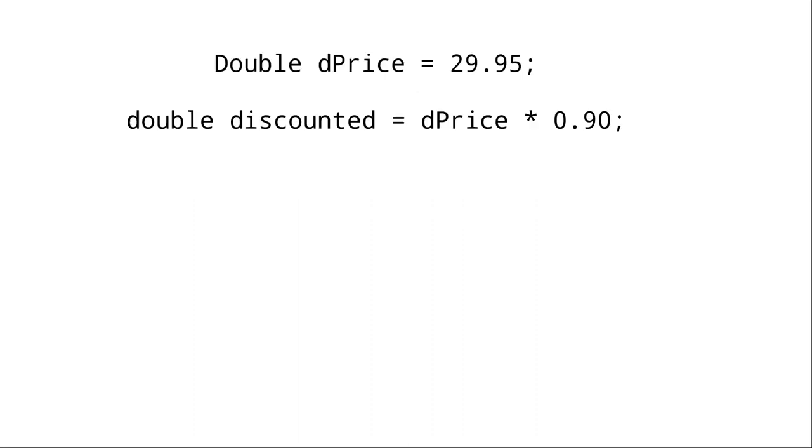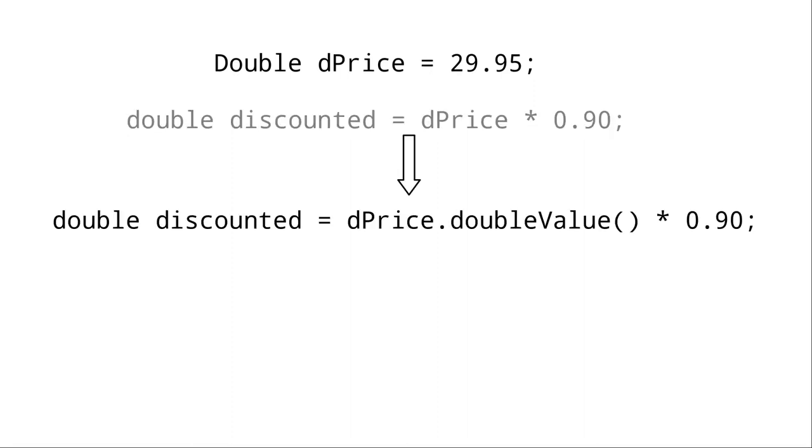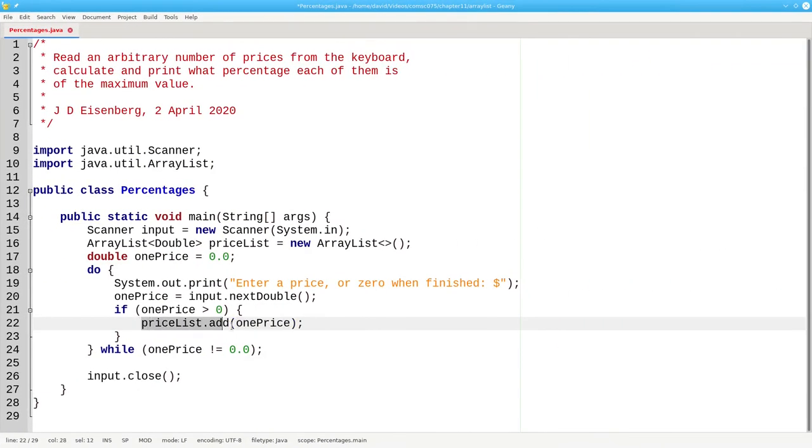In the second statement, we're multiplying dPrice, an object, by 0.90, a primitive. Behind the scenes, Java is unwrapping the object, extracting the primitive value, and using that in the calculation. And that's why it's okay to do this. Our primitive onePrice is being put into a capital D Double box, and the priceList's add method is happy.